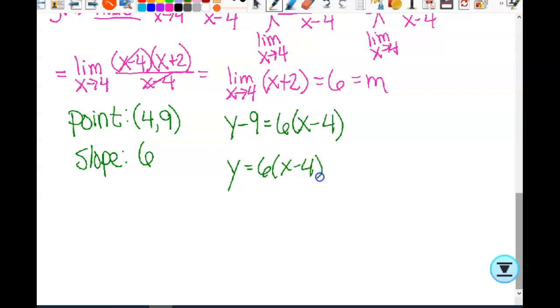But in no time do you need to spend any time or brain cells distributing this. This wouldn't be hard at all to simplify, right? But you don't need to, and if it was weird fractions, totally not worth your time. Substitute it in and stop.